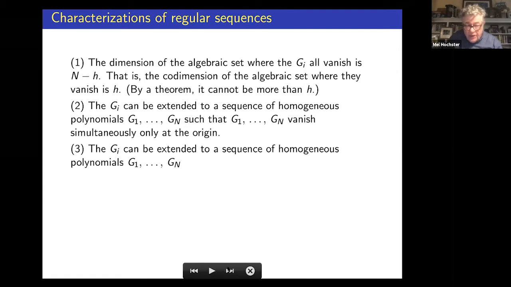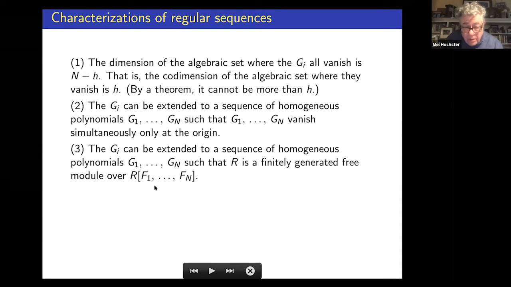So a third condition that's equivalent is they can be extended to G. Oh, these F's should have been G's. Sorry, there are no F's. These F1 through Fn should have been G1 through Gn.